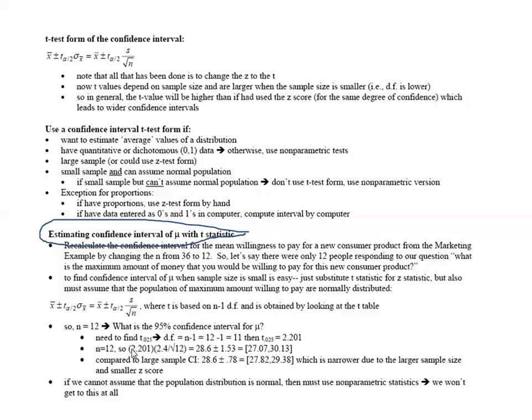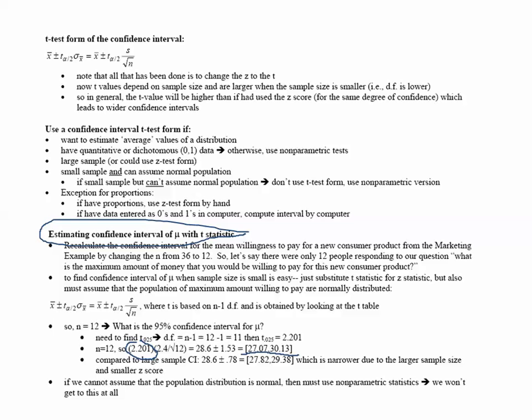So now 2.201 is used instead of 1.96. And we find that we are 95% confident, given the t-distribution, that the true population mean falls somewhere between $27.07 and $30.13. Compared to our larger sample, which was $27.82 and $29.38, we can see that because our sample size was smaller, we get a wider interval.